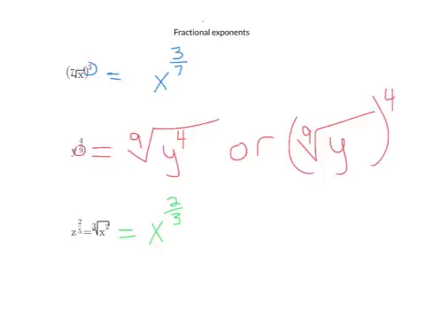And remember that the denominator tells us out of how many. So that would be what goes in our root. And the numerator is how many we actually have. So you can either put it inside the root with our variable or outside of the whole radical.